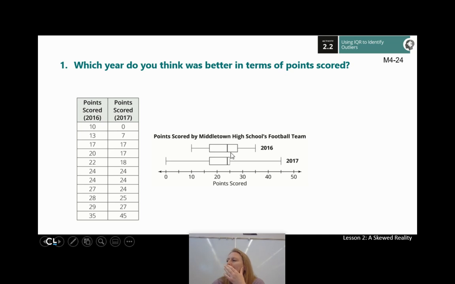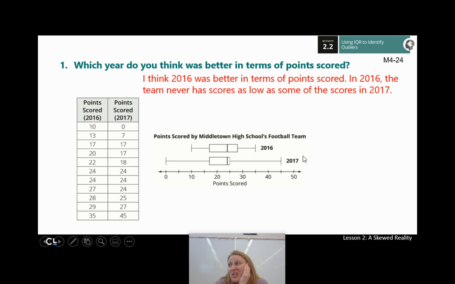So I'm noticing that my interquartile range, which is my box, hopefully you figured that out, that the box of the box and whisker plot is your interquartile range. It feels like that's a little bit bigger than the box of my other box and whisker plot for 2017. So I don't know. I think maybe 2016 was better in terms of points scored, right? They didn't score as low as they were in 2017, and I feel like that box was a little bit bigger.